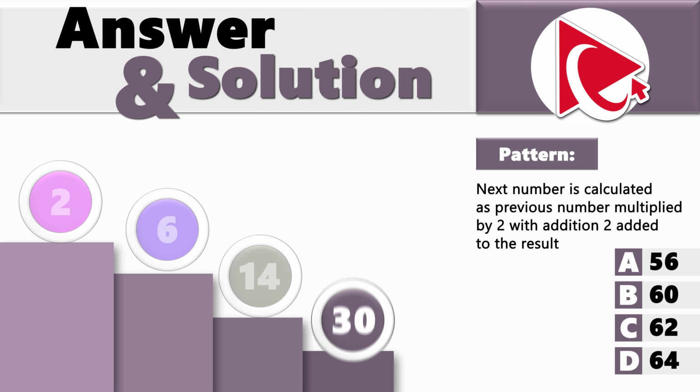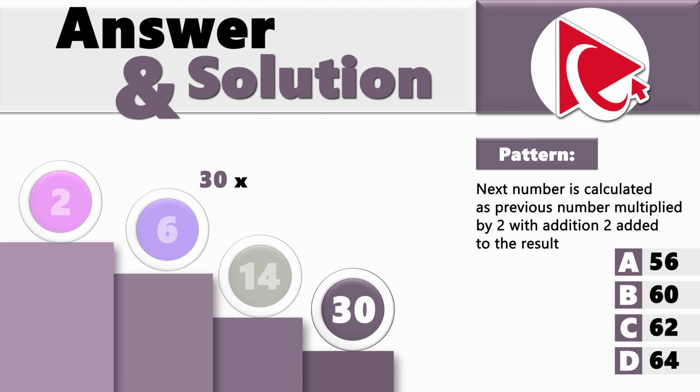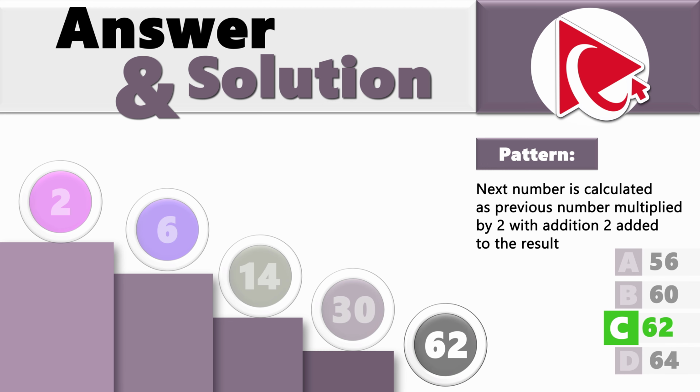To calculate the missing value, you need to multiply 30 by 2 and add 2, which would be equal to 60 plus 2, which equals 62. So the correct answer here is choice C, 62.